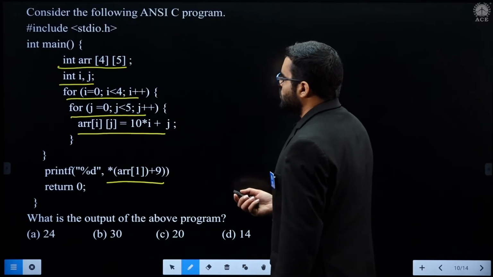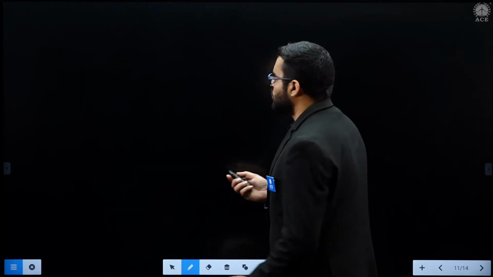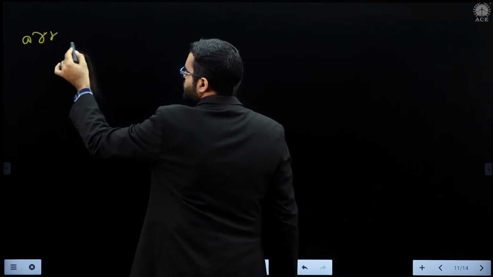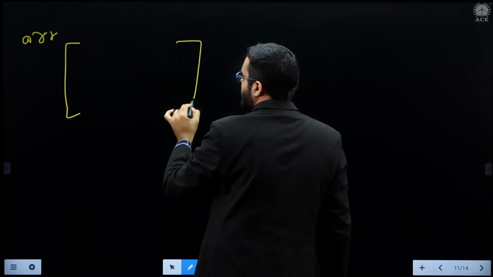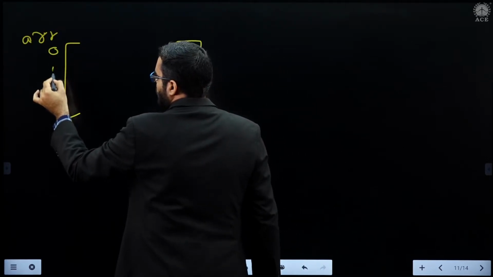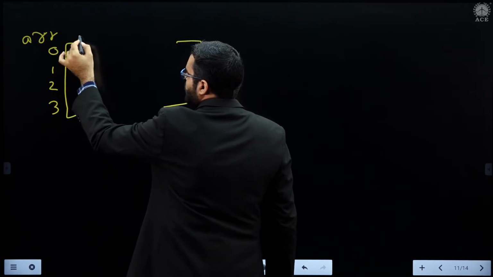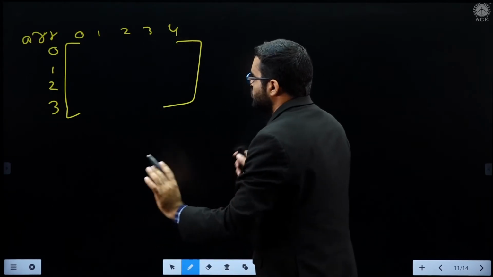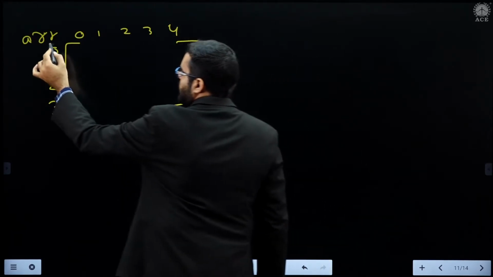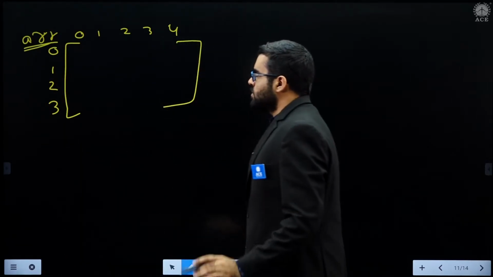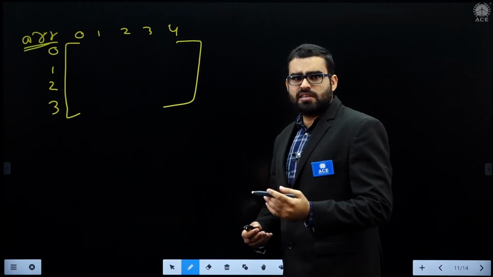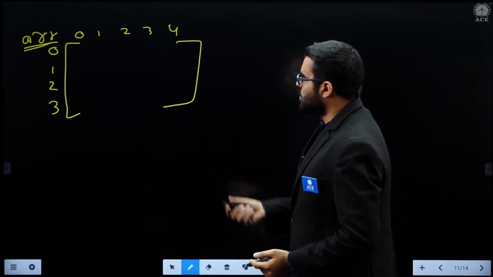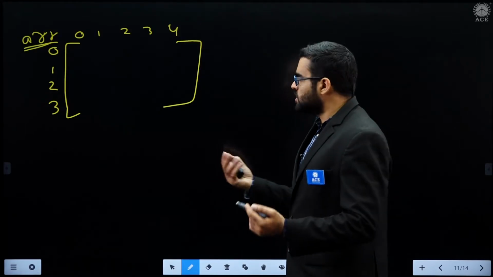First, in this question you can notice that we have an array of size 4 by 5. This array ARR has size 4 by 5, which means we have 4 rows, 0, 1, 2, 3, and 5 columns, 0, 1, 2, 3, and 4. So this is our array, and this is the name of the array. The name of the array is basically the base address of the array.